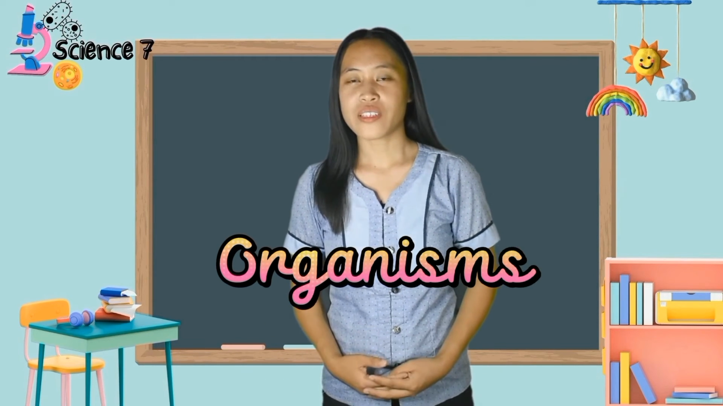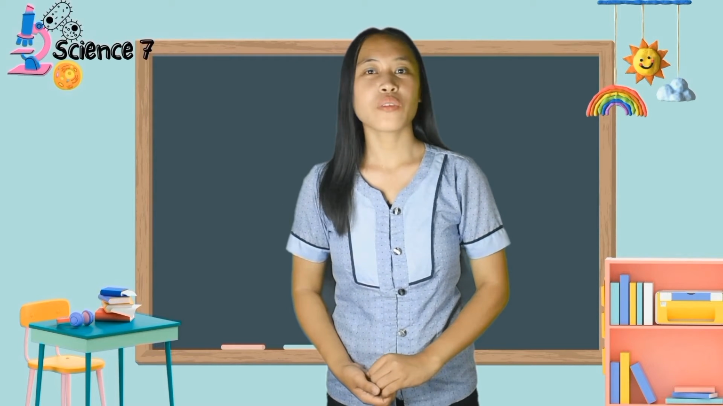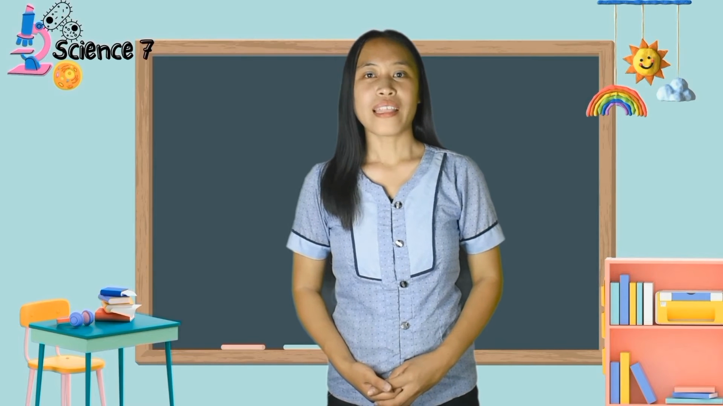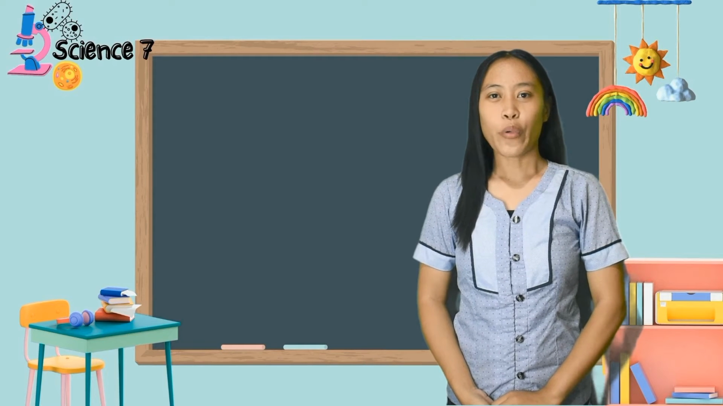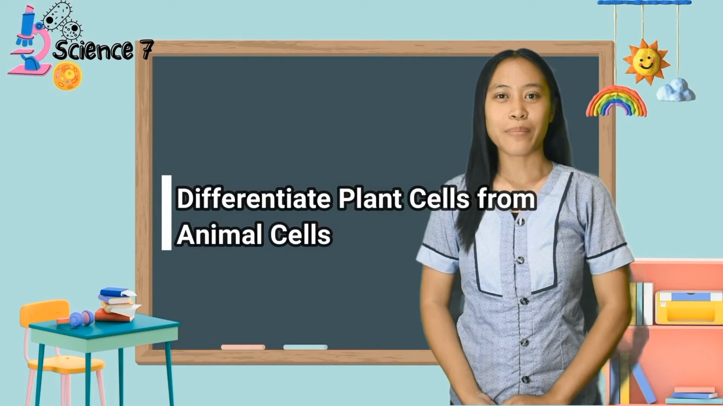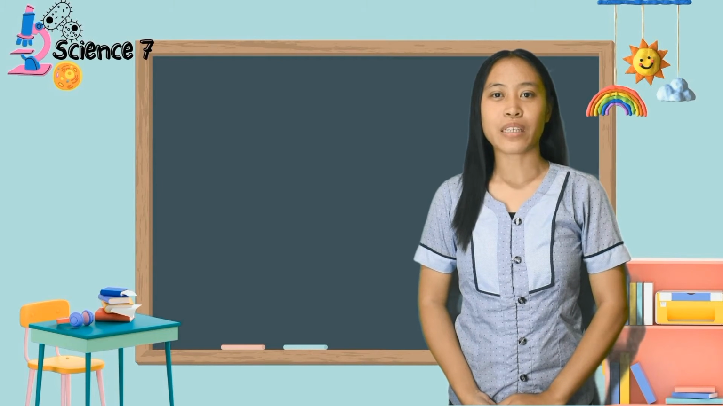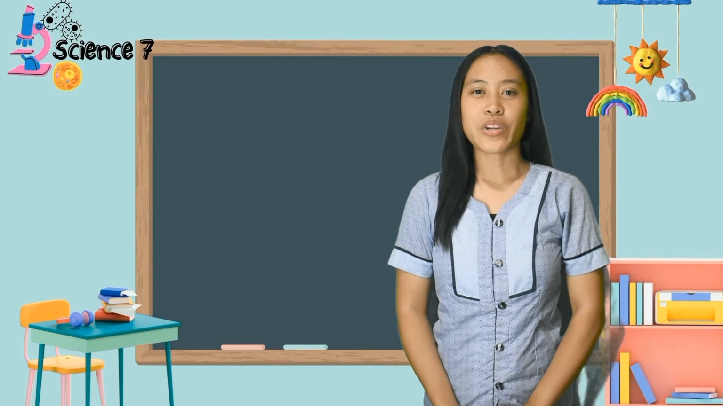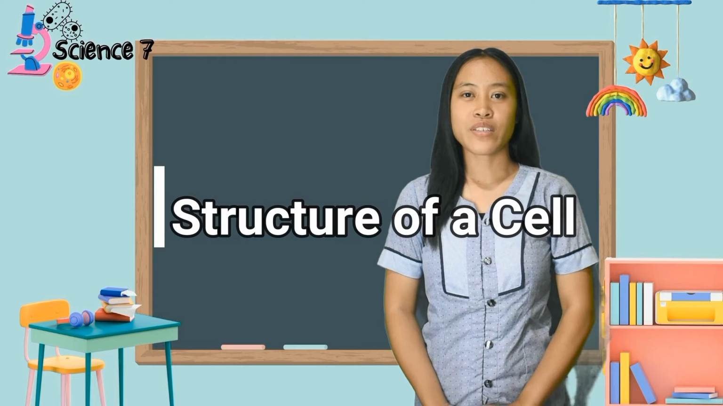Living things are called organisms, and as you might guess, organisms are divided into various groups. Trees and grass are plants, while dogs and dragonflies are animals. Plants make and store their own food, while animals move around and need to eat food to survive. In this video lesson, we are going to differentiate plant cells from animal cells according to the presence or absence of certain organelles. To achieve this goal, you need to familiarize yourself first with the structure of a cell.